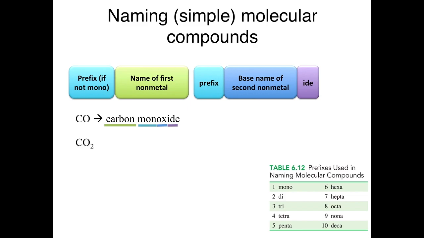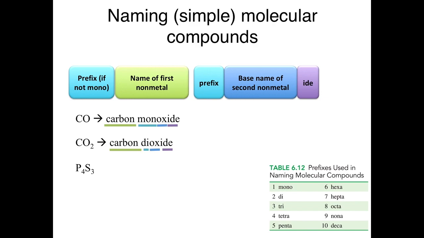Let's try this one. So you have 1 carbon and 2 oxygens, and that carbon is in the front, so it won't have a prefix since its prefix would have been mono. And that oxygen, there's 2, so it's going to be di. So what do you think it's going to be? Carbon dioxide. Yep.